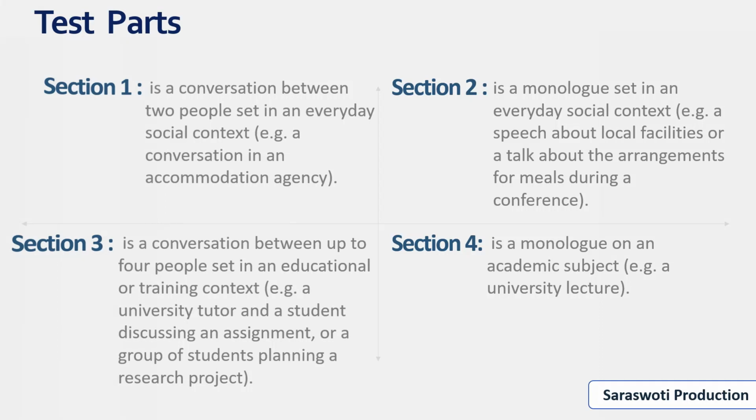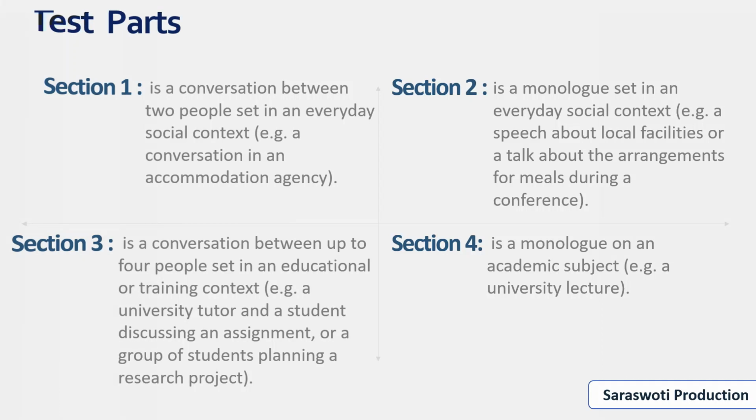Section 2 is a monologue set in an everyday social context. Example, a speech about local facilities or a talk about the arrangement for meals during a conference. Section 3 is a conversation between up to 4 people, set in an academic or educational training context. Example, a university tutor and a student discussing an assignment or a group of students planning a research project.